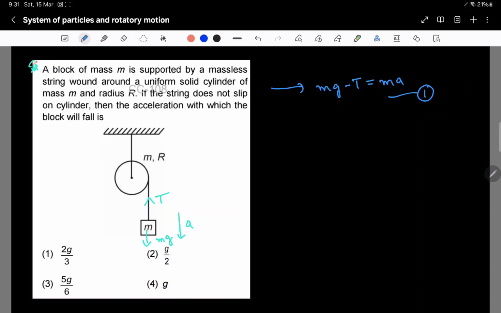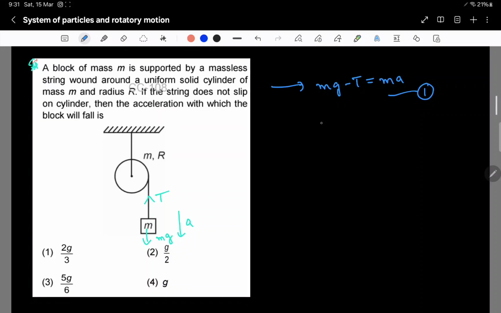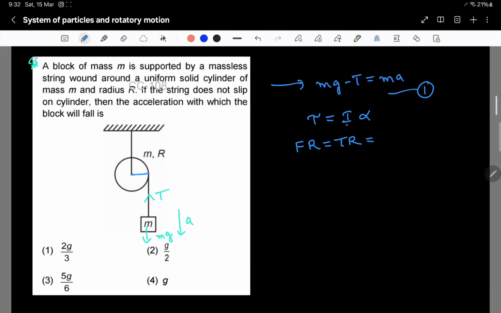Rotational motion: it is accelerated, the angular acceleration of this disk is alpha. So torque tau equals I into alpha. Now torque is nothing but force into perpendicular distance. Listen carefully: here the force is the tension. The perpendicular distance is this, students. Torque is force into perpendicular distance, so T into R equals I, the moment of inertia.